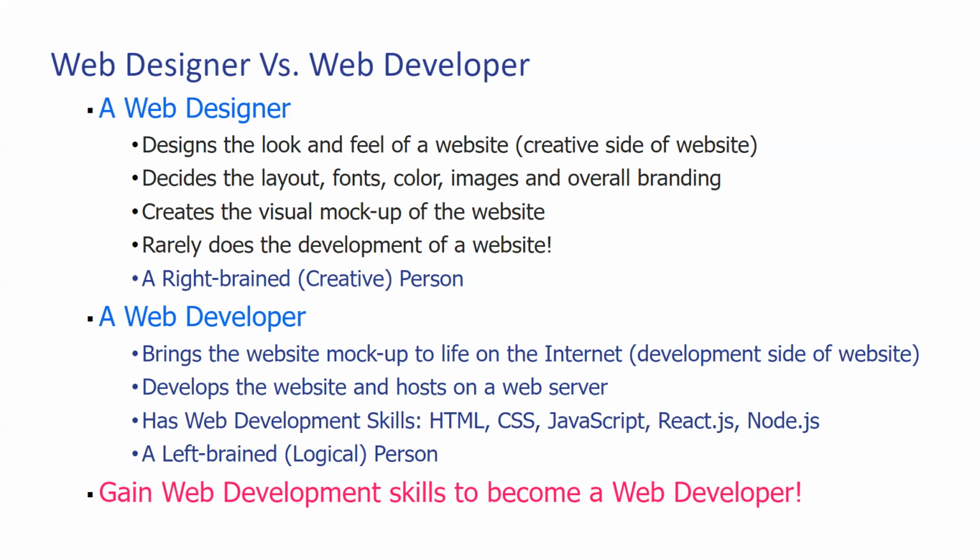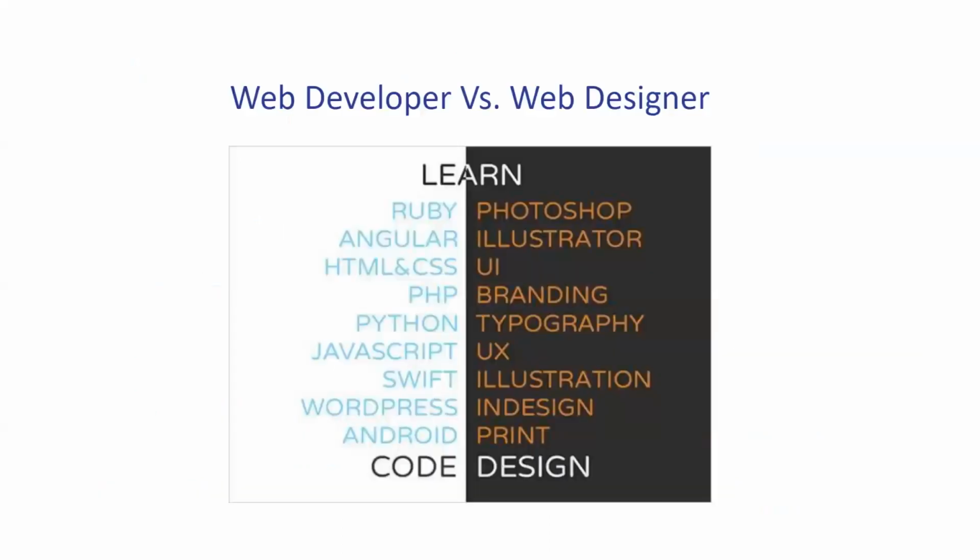So to gain web development skills, you have to learn web development skills to become a web developer. These are the basic things which a web designer and web developer should learn. These are the skill sets or tools differentiated by the classification of web developer and web designer. In the case of a web designer, you can say Photoshop, Illustrator, UI, branding, typography, UX, illustration, design, print design, etc.